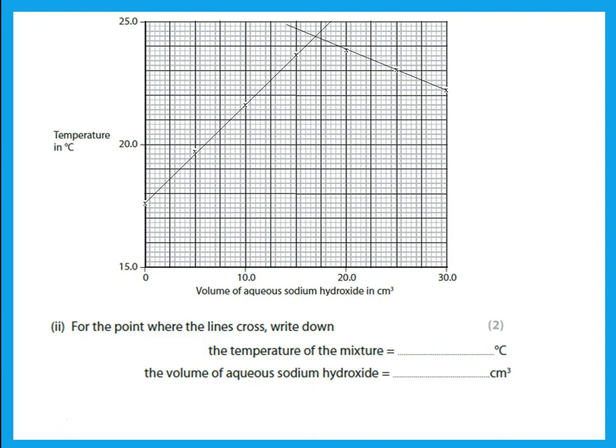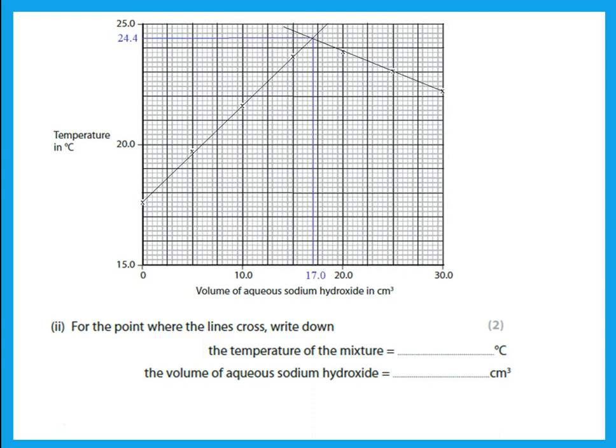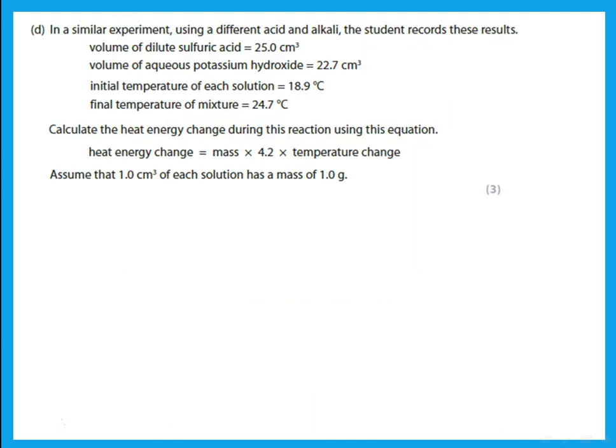Okay, the question says for the point where the lines cross, write down the temperature and the volume of sodium hydroxide. So at the point where they cross, look at the temperature. So the temperature here is about 24.4 according to this graph. And we go down to get the volume of sodium hydroxide, which is 17.0. It's very important to plot graphs properly and to get the information from them correctly.